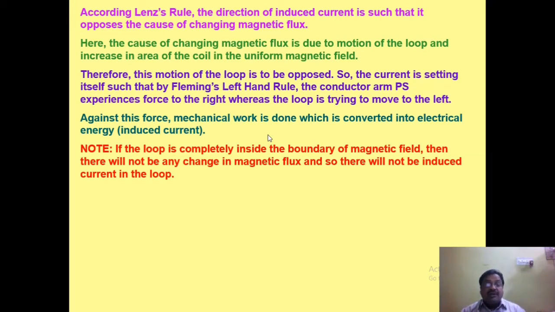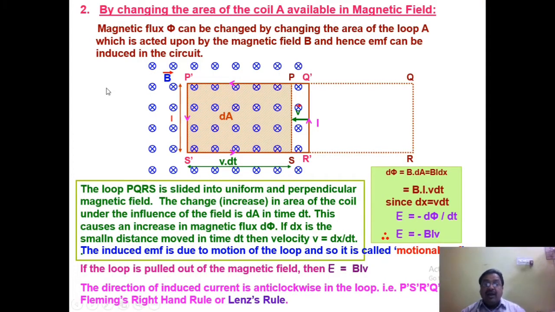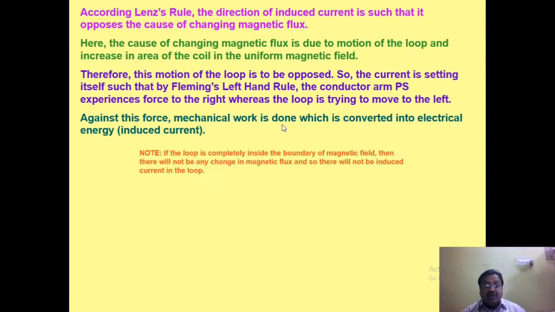One point to be noted here, that if the loop is completely inside the boundary of the magnetic field, then there will not be any change in magnetic flux and there will not be any induced current in the loop. That is to say, just back to the previous case, if the entire loop is completely inside the boundary, it is stationary, it is not moving at all, then no change of magnetic flux will occur, then no EMF will be induced. That is our point of discussion here.